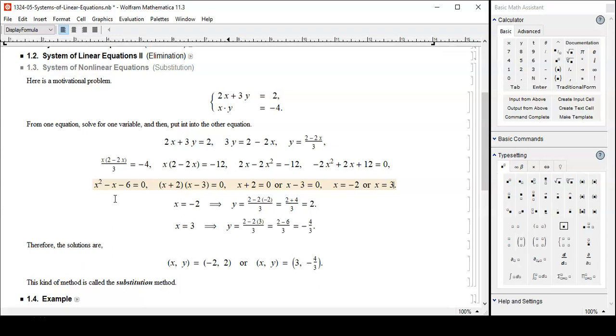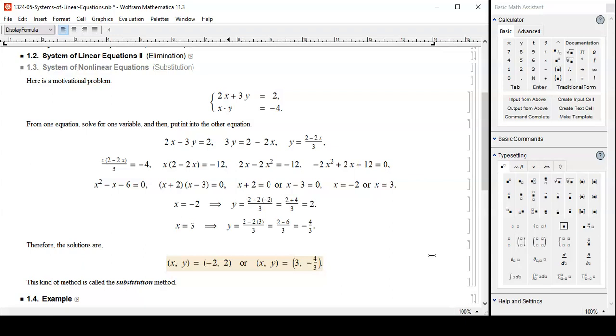Factor. It's an easy factorization, it's monic, so we get x plus 2 times x minus 3. Setting each one of those factors equal to 0, you get two solutions. X is negative 2 or x is 3. And you can check whether these are solutions or not. They're both solutions, and there you go.